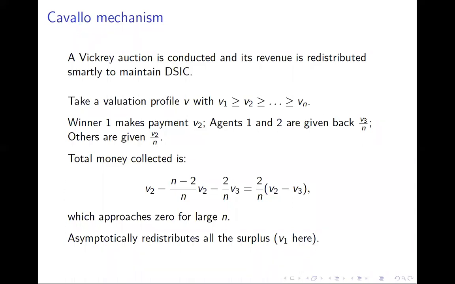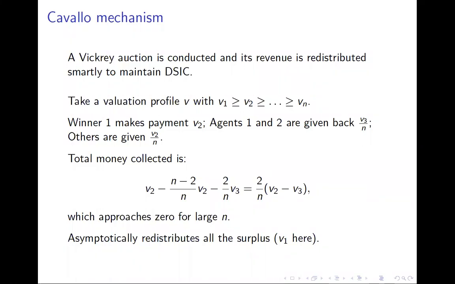It's related to one question I got in the last class: why can't we just do a Vickrey auction, and the one of the agents takes up whatever the revenue is generated? Well, such a mechanism will be manipulable. So we can do a Vickrey auction, but we need to smartly redistribute the revenue that we generate in the Vickrey auction. That's what this Cavallo mechanism does.